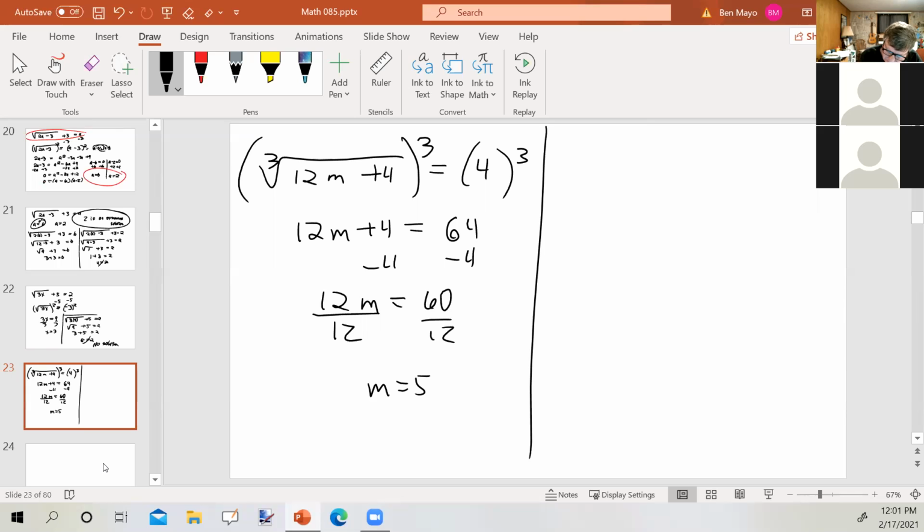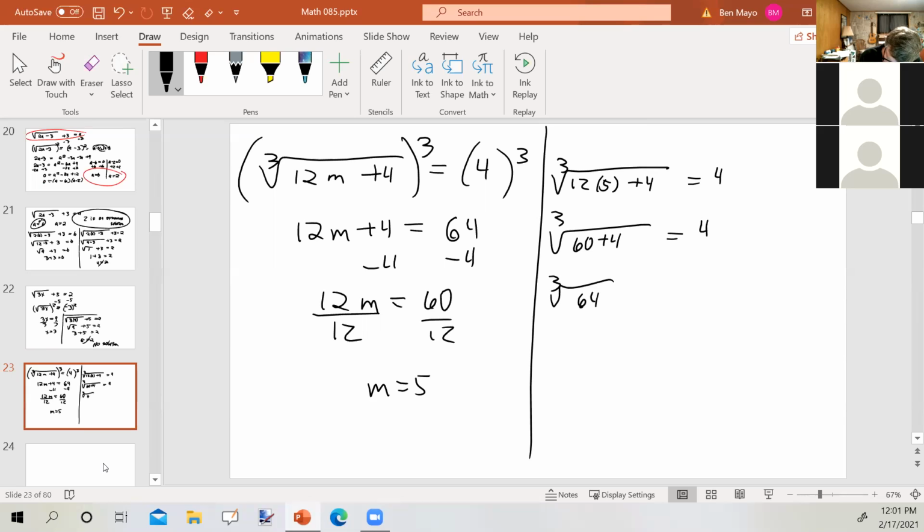Let's check it. If m is 5, we get the cube root of 12 times 5 plus 4 equals 4. The cube root of 60 plus 4 equals 4. The cube root of 64 equals 4. The cube root of 64 is 4. 4 equals 4. So this is a correct solution. Okay. Let's see here.